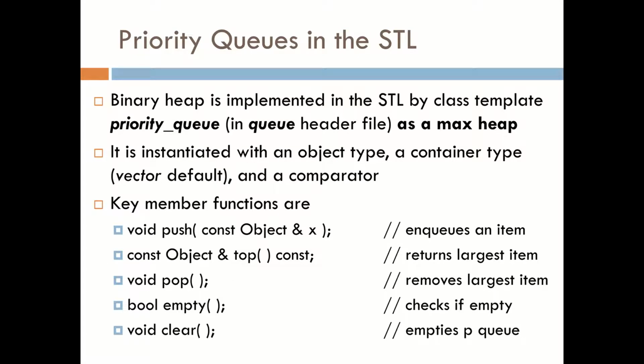As far as the STL goes, the STL does allow for implementation of priority queues, and I should say it does implement them. And you need to include the queue header file, and it does default to being a max heap or a max queue. So normally we will instantiate these with an object type, a container type, which defaults to vector, and a comparator.